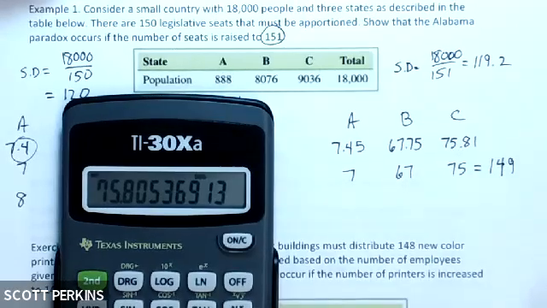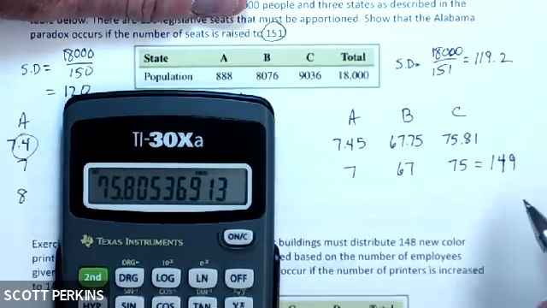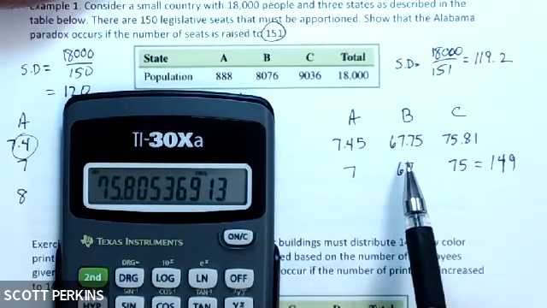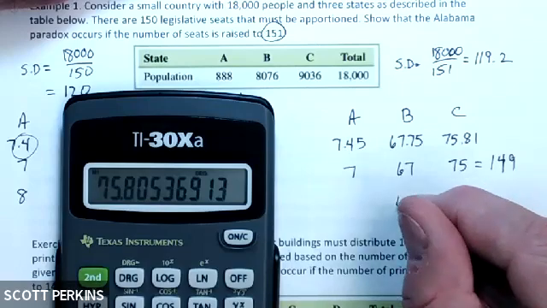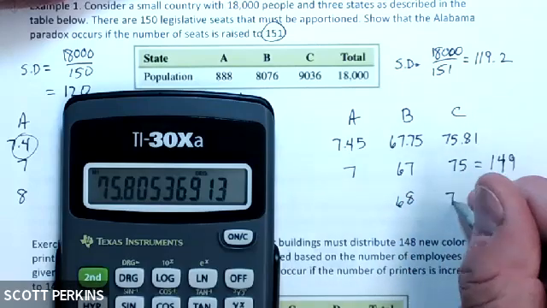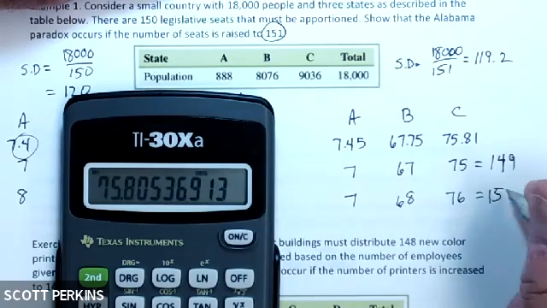This time, though, I have two extra things to toss out there because we're apportioning 151. So this time, because of the changes, notice A doesn't get the extra one. B and C have the bigger decimal parts. So B goes to 68, C goes to 76, and A stays at 7.